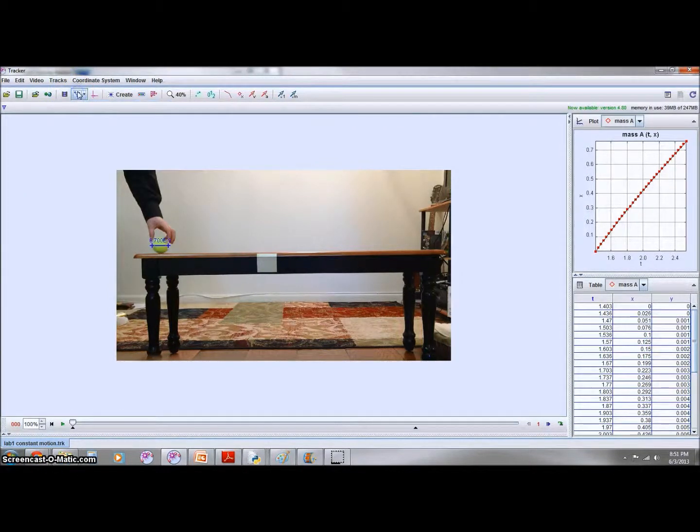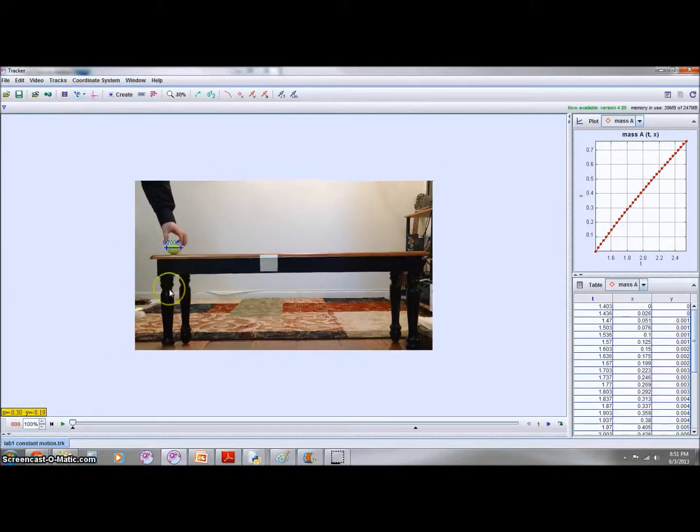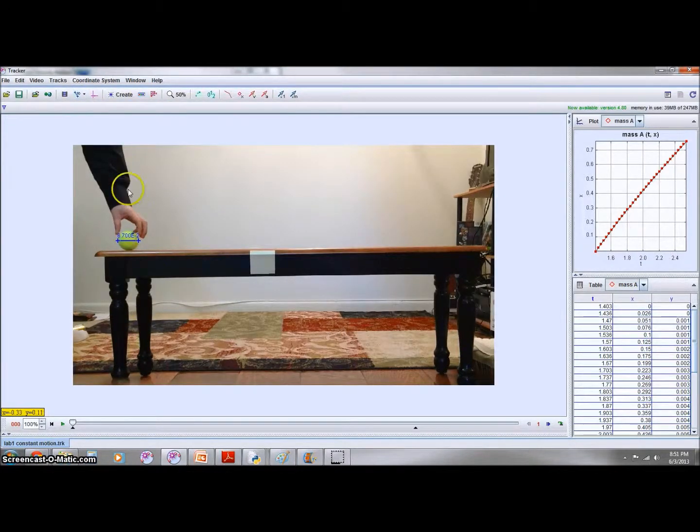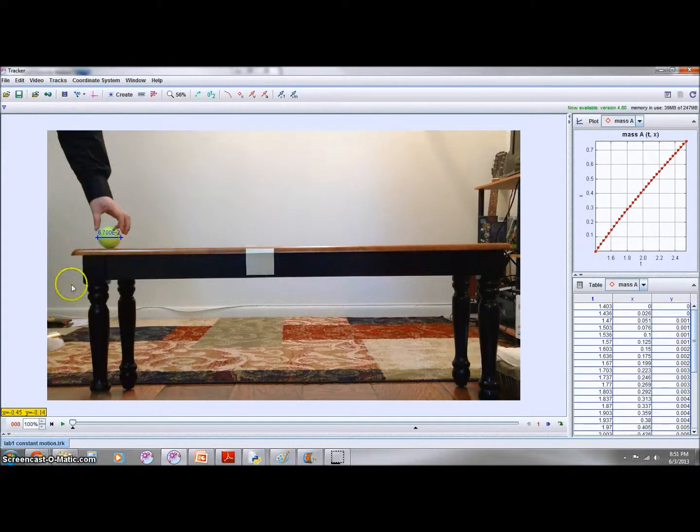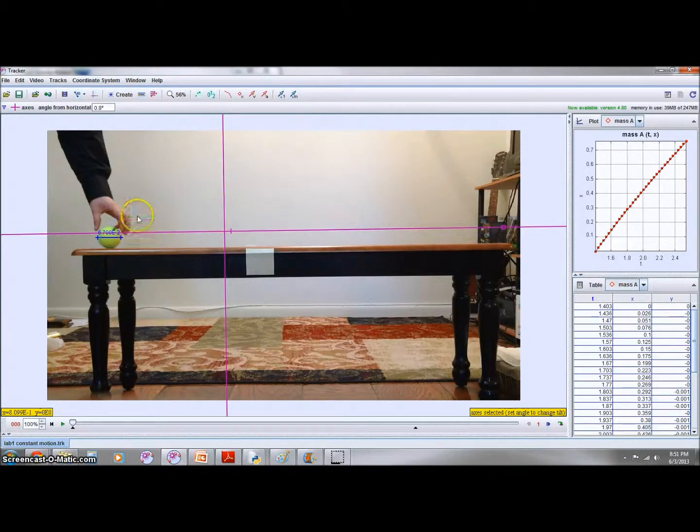First, I calibrate the video by placing the calibration stick against an object with known length. I've decided to use the tennis ball itself, which has a diameter of 6.7 centimeters. Next, I set up the coordinate axes. The camera was slightly tilted while taking the video, so I compensate for that by rotating the x-axis until it is parallel to the surface that the ball rolls on.